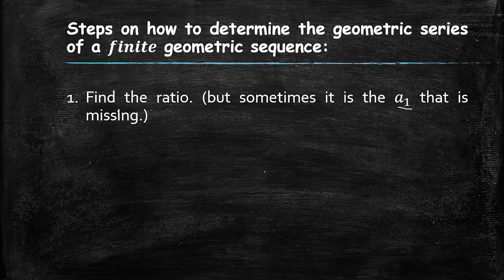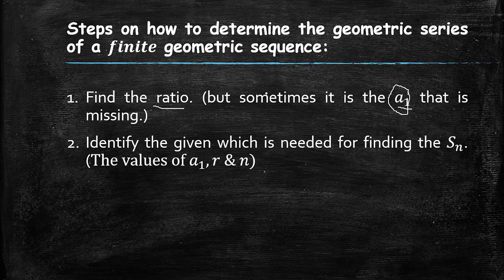So, commonly talaga, based on most of the examples here in your books, and yung example na nandito sa presentation ko, yung missing talaga una, si ratio. Pero dito diyan sa book nyo at dito sa presentation ko, gumawa ako ng situation wherein si A sub 1 yung missing. At least meron kayong example. In case sa pagdating sa problem, merong ganitong problem na A sub 1 agad yung missing, alam nyo yung step by step process na gagawin nyo.